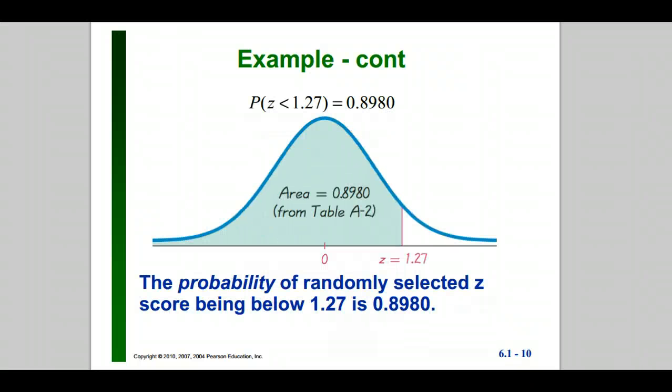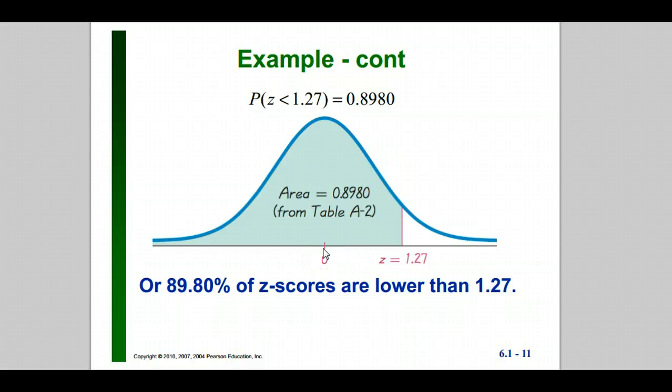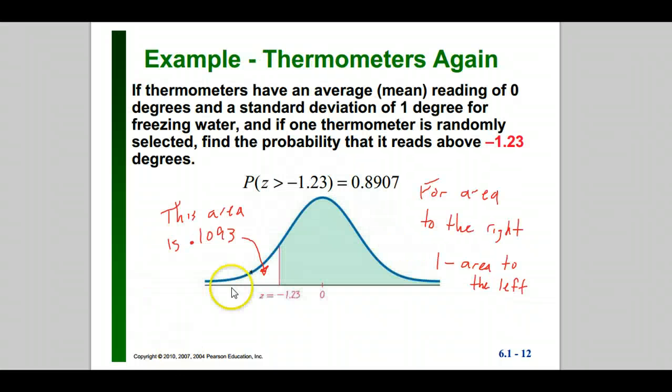Alright, and then interpretation. How do we interpret what we just found? We say that the probability of a randomly selected Z-score being below 1.27 is almost 90%, 89.8%, or 89.8% of Z-scores are lower than 1.27. That's another interpretation we could have.